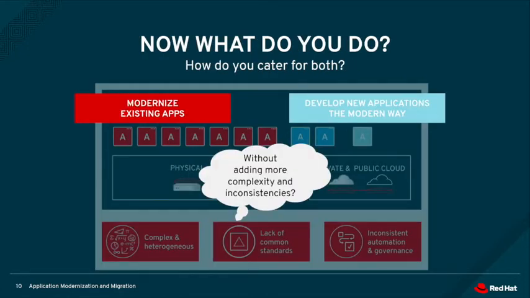Now what do you do? How do you cater to both? You need to modernize existing applications, and you would like to start developing new applications the modern way, maybe with application runtimes like Spring Boot, Node.js, or fully cloud native leveraging both the cloud and containers. But how can you do that without adding more complexity and inconsistency?